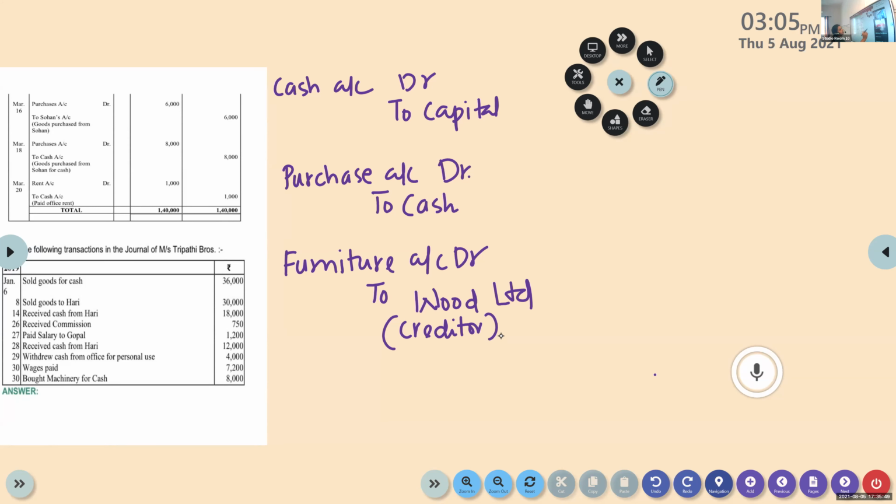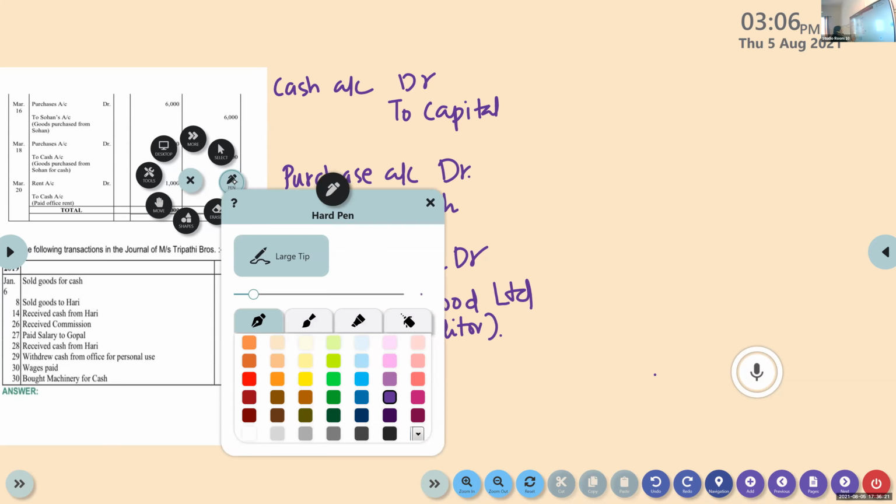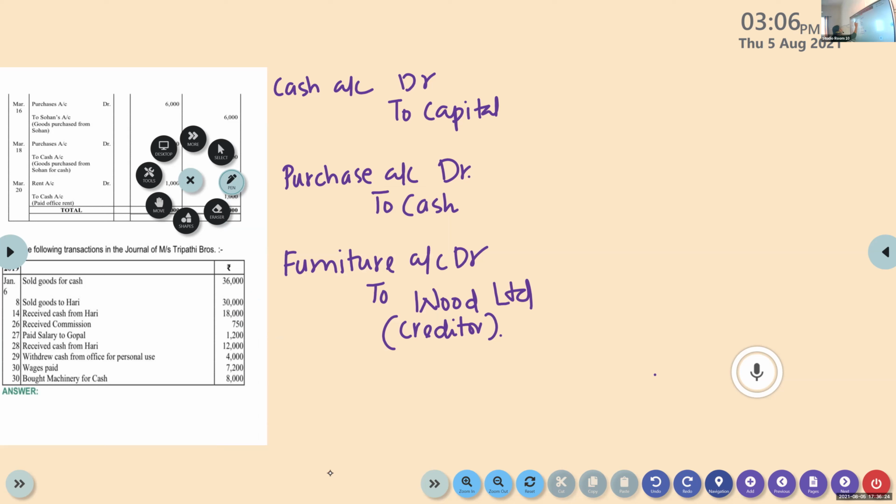Okay. So let's stop with these many transactions. We are going to post this into ledger. So how to do that? What are the names of accounts you find here? We have a cash account, capital, purchase, again cash, furniture, wood. So we are required to prepare how many accounts? 1, 2, 3, 4, 5.